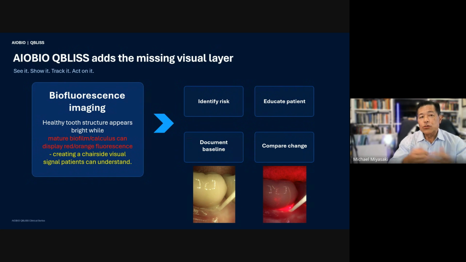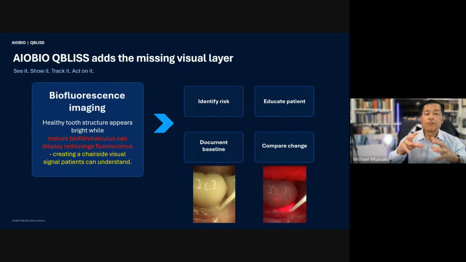So in our office, what we try to do is show the patients visually what's going on so that they have a better understanding. So we see it, then we show it to them. Then if it's an area that maybe isn't that bad, what we can do is track it. We can give the patient some homework.